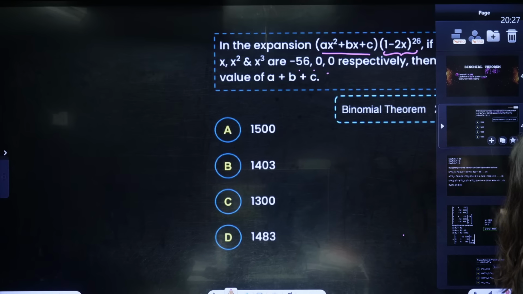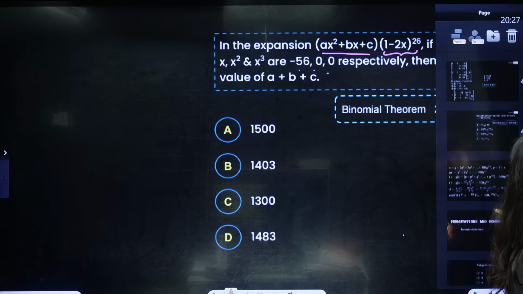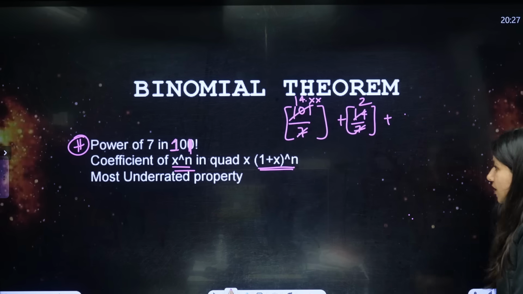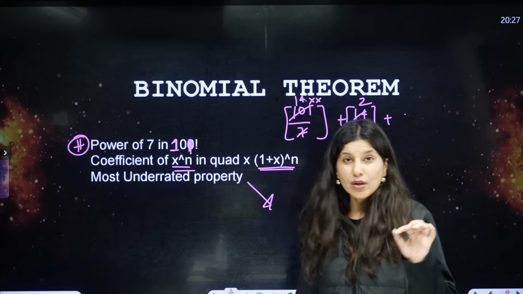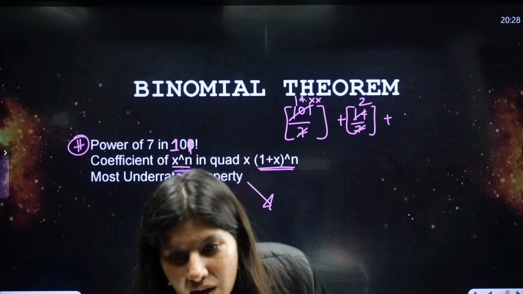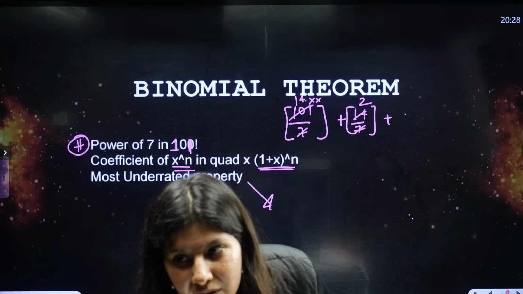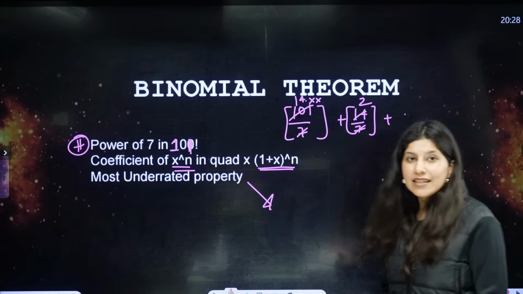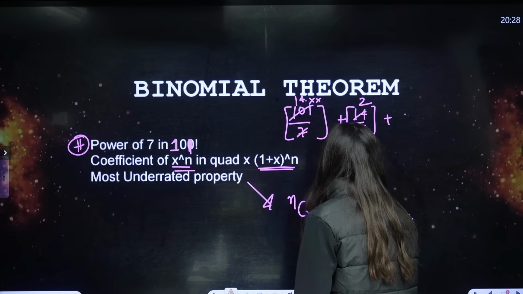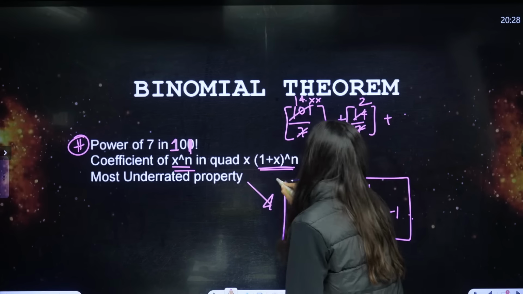Yes, this kind of question. And one more I told you, the most underrated property. If you are a Ninja Ma'am student, then you will be able to understand this nicely. What is this property? nCr is n by r times (n minus 1)C(r minus 1). This is the property.